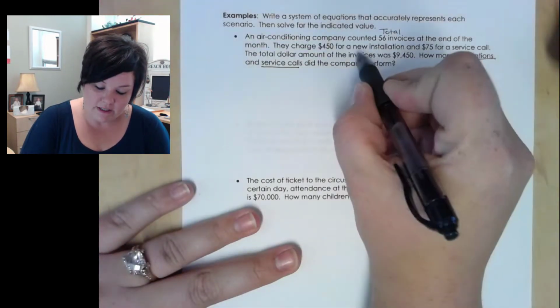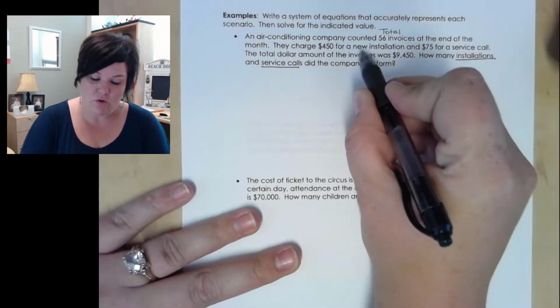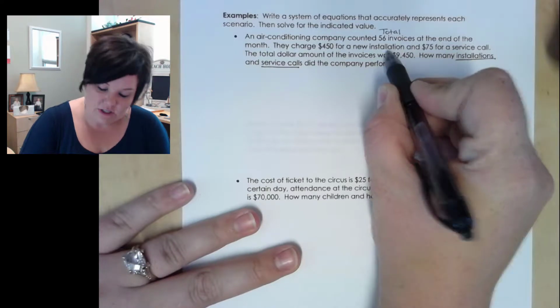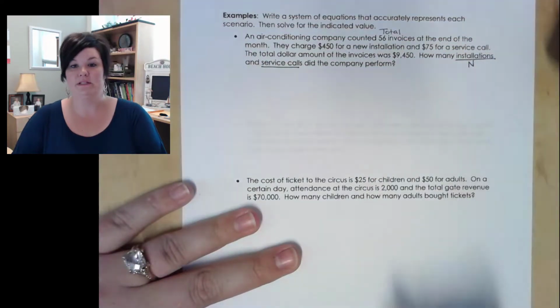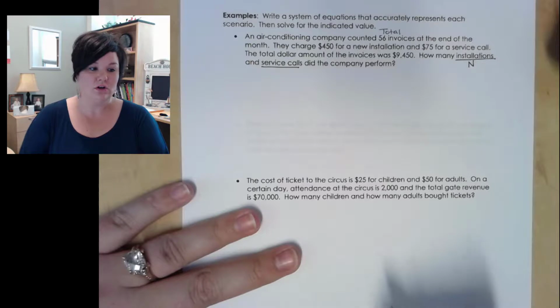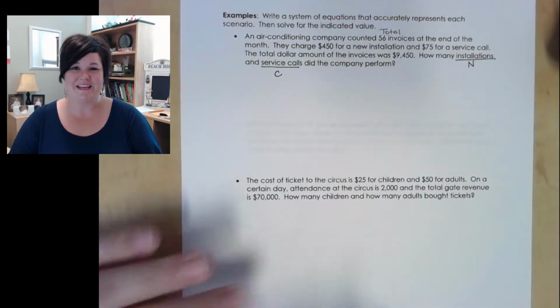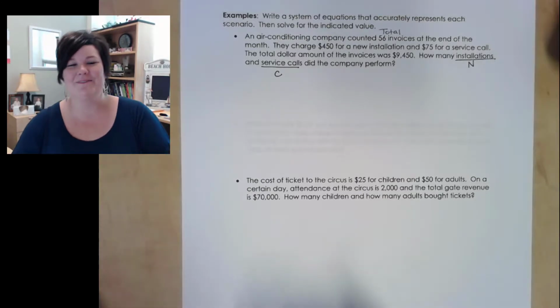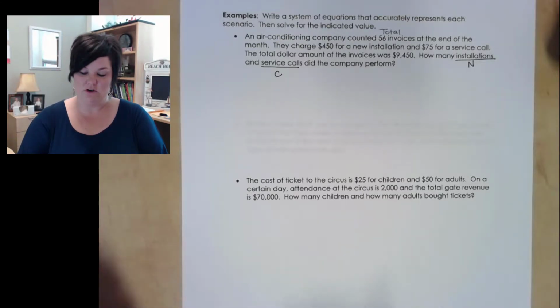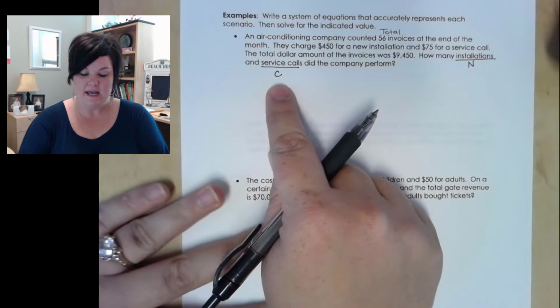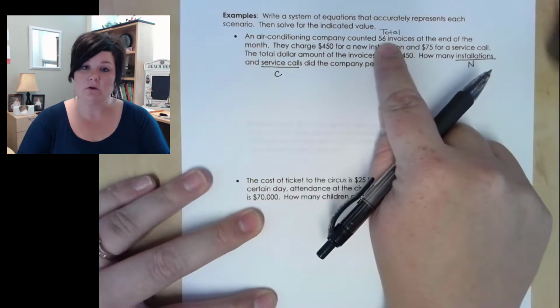So we're looking at two separate things. We're looking at new installations, and you know what, let's just label that one N for new installations, okay? And then service calls, which I'll label C. I'm not using an S because S's tend to start looking like fives. We don't want to make mistakes. All right, so we have new installations and service calls, and we ended up with 56 total invoices.